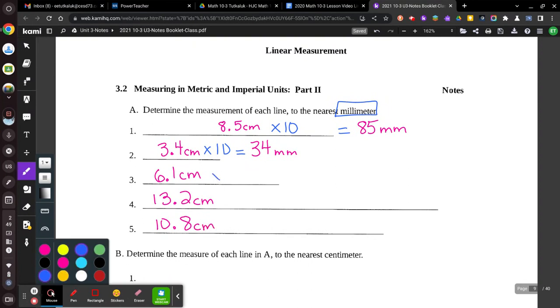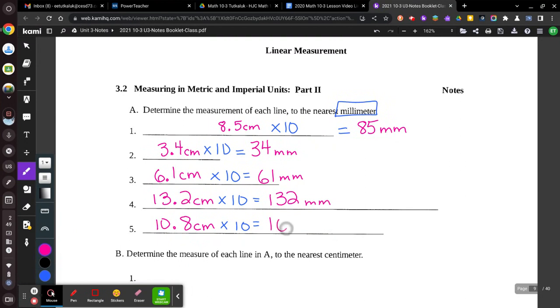Okay, let's find all of the millimeters. So every single one of these, we are timesing by 10 to get millimeters. The first one will give us 61 millimeters. Number 4 is going to give us 132 millimeters. 5 will give us 108 millimeters.